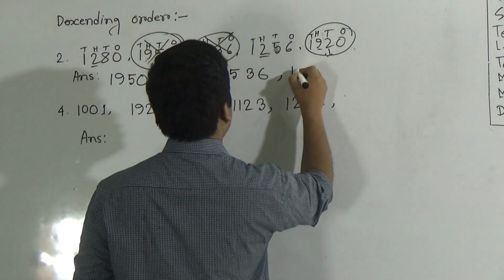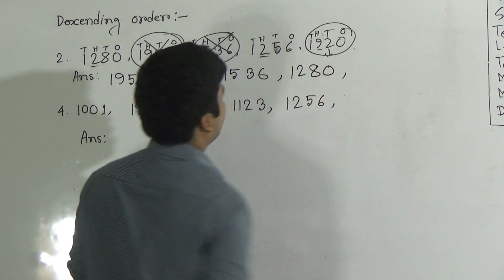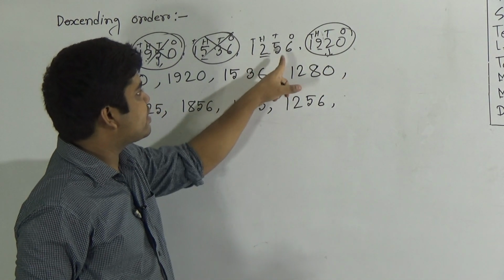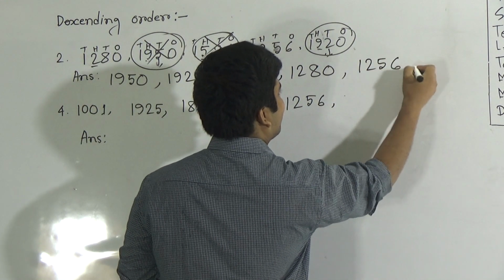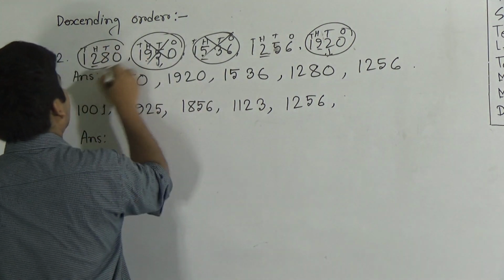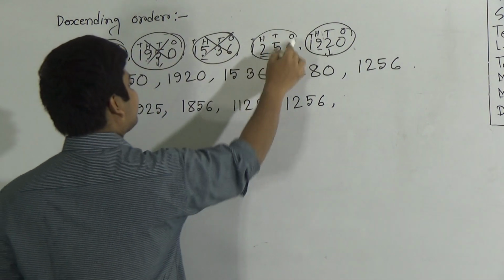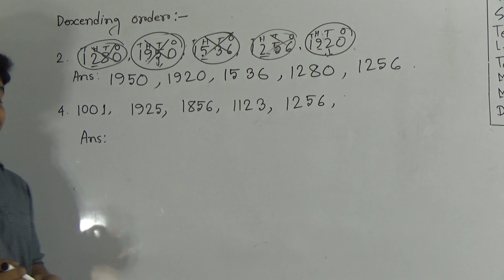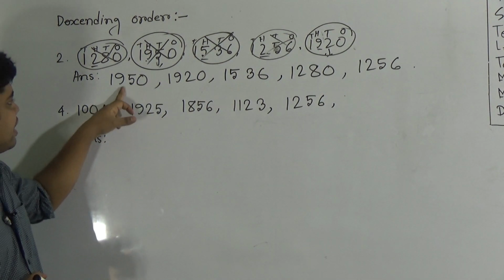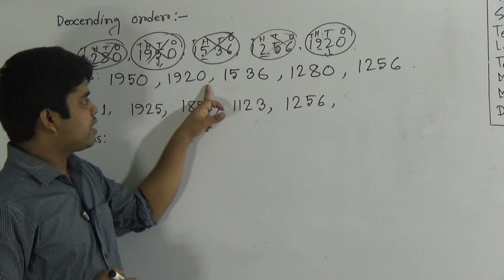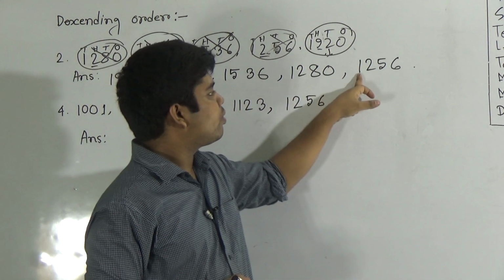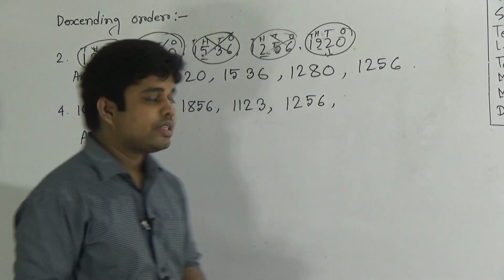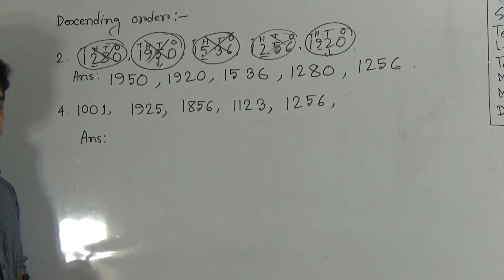So we write this 1280 and 1256. It is the smallest number among all the numbers. So I cut these both. Now I check whether our answer is right or wrong. 1950, 1920, 1536, 1280, 1256. So these numbers are arranged in descending order, that means larger to smaller.